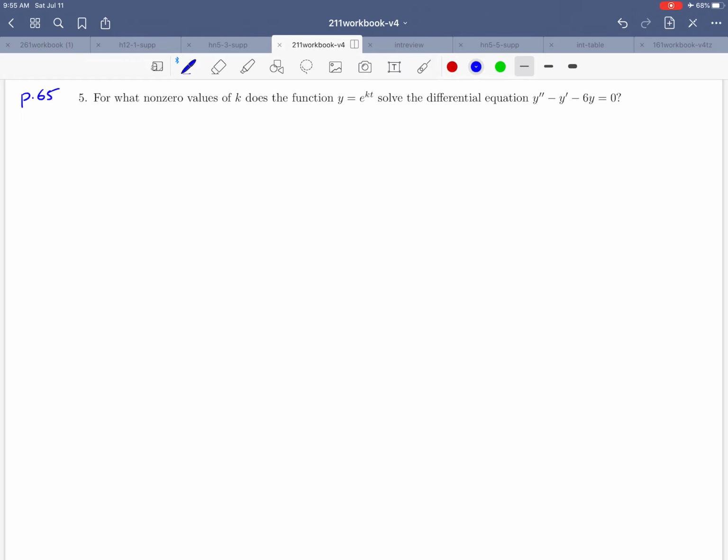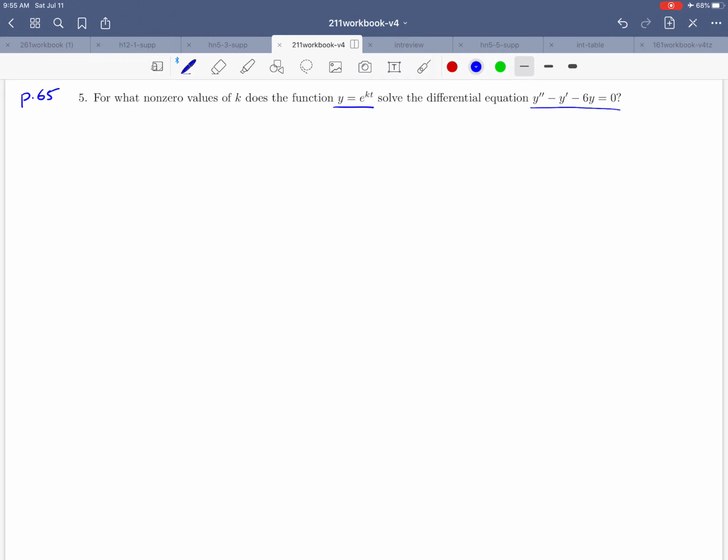This problem is asking us to determine what non-zero values of k make the function y equals e to the kt a solution to the differential equation y double prime minus y prime minus 6y equals 0. The way the question is worded suggests that some values of k are going to make this function a solution while others aren't, and it's our job to figure out which values of k work.